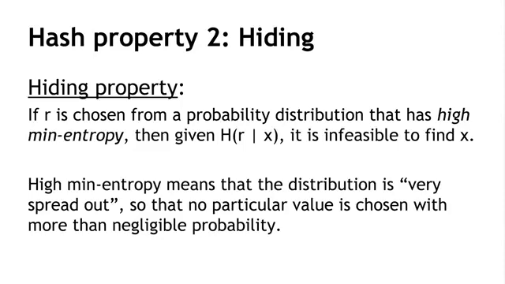And what does high min-entropy mean? Well, it captures this intuitive idea that r is chosen from a distribution that's really spread out. And what that means specifically is that there's no particular value that r could have had that would occur with more than a negligible probability. So for example, if r is chosen uniformly from among all of the strings that are 256 bits long, then any particular string was chosen with probability 1 in 2 to the 256, which is truly a negligible value. So as long as r was chosen that way, then the hash of r concatenated with x is going to hide x. And that's the hiding property that the hash function will be deemed to have.